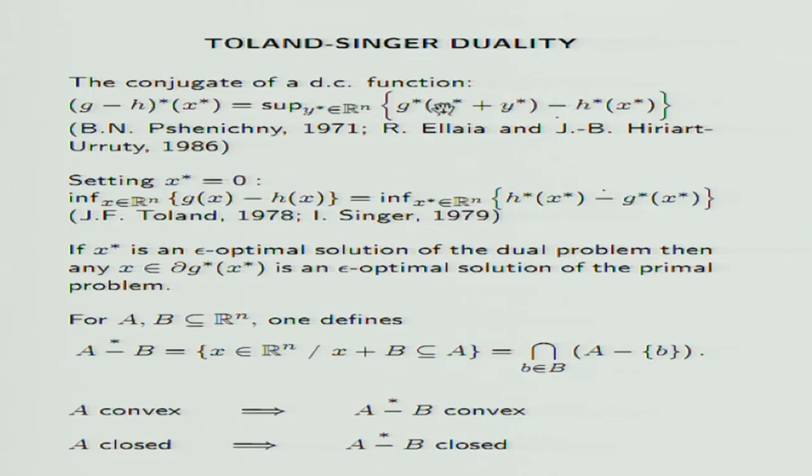And when you take x star equal to 0 in this expression, then you get this infimum up to a minus sign. So this result, which is known as Toland-Singer duality, because they obtained the result independently, essentially at the same time, but with more complicated methods, is an immediate consequence of the formula for the conjugate of a DC function.